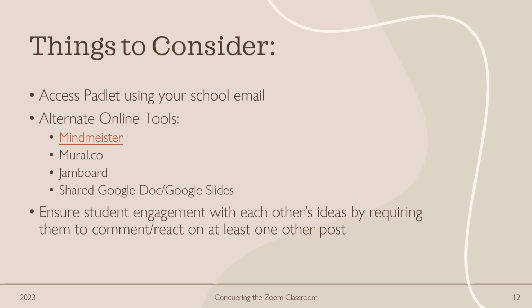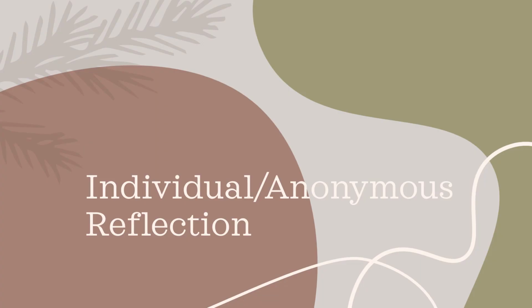As I mentioned in the previous section, when facilitating activities online, it's beneficial to assign tasks that make sure that students are actually processing the material. For a brainstorming activity, one way to do so is to have students comment on at least one other post on the gallery wall, or make an addition to the concept map. So that way you know that they're actually reading each other's ideas and collaborating. The next section will focus on individual or anonymous reflection activities.